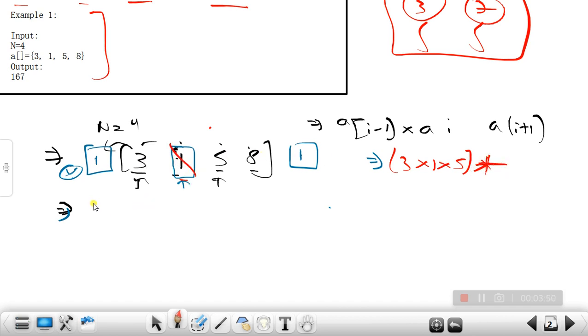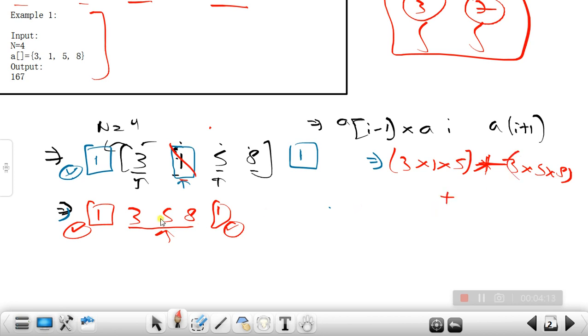I have balloons as 1, 3, 5, 8 and 1. The ones in the box are just for avoiding the boundary conditions. The original balloons that I have now are 3, 5 and 8. What I can do is burst this 5, and when I burst it, I get my profit as 3 into 5 into 8. After that, this balloon is also gone. So I have balloons like 1, 3, 8 and 1.